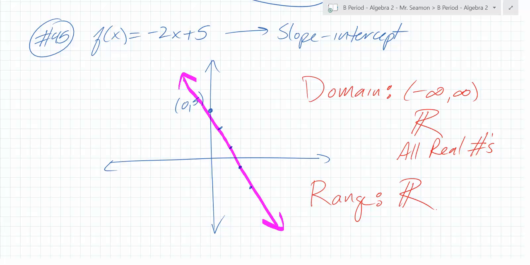y-axis. All lines that aren't straight up or down or horizontal are going to have domain and range of all real numbers, because all lines that aren't straight up and down are going to go out and up infinitely.